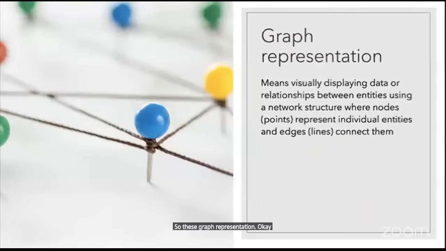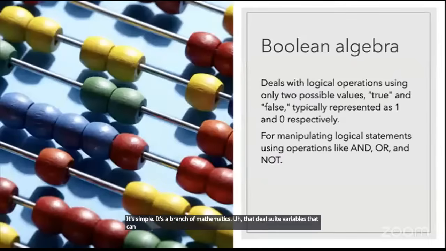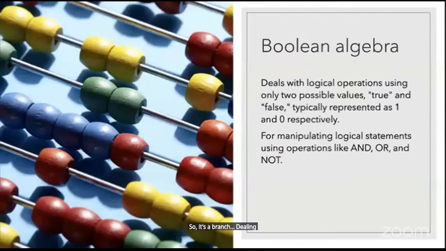Okay. The next, Boolean algebra. It's simple. It's a branch of mathematics that deals with variables that can have one of two possible values. So it's a branch dealing with variables that can be true or false, no other thing. So variables that can only take two values. And the values could be true or false, 1 or 0.